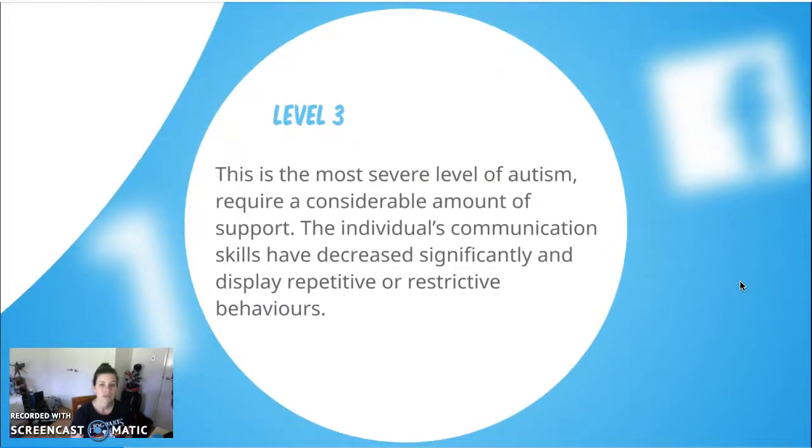Level 3 is the most severe level of autism. It requires a considerable amount of support. The individual's communication skills have decreased significantly and they display repetitive or restrictive behaviours. In this level, the student will usually have an EA working with them or a carer.